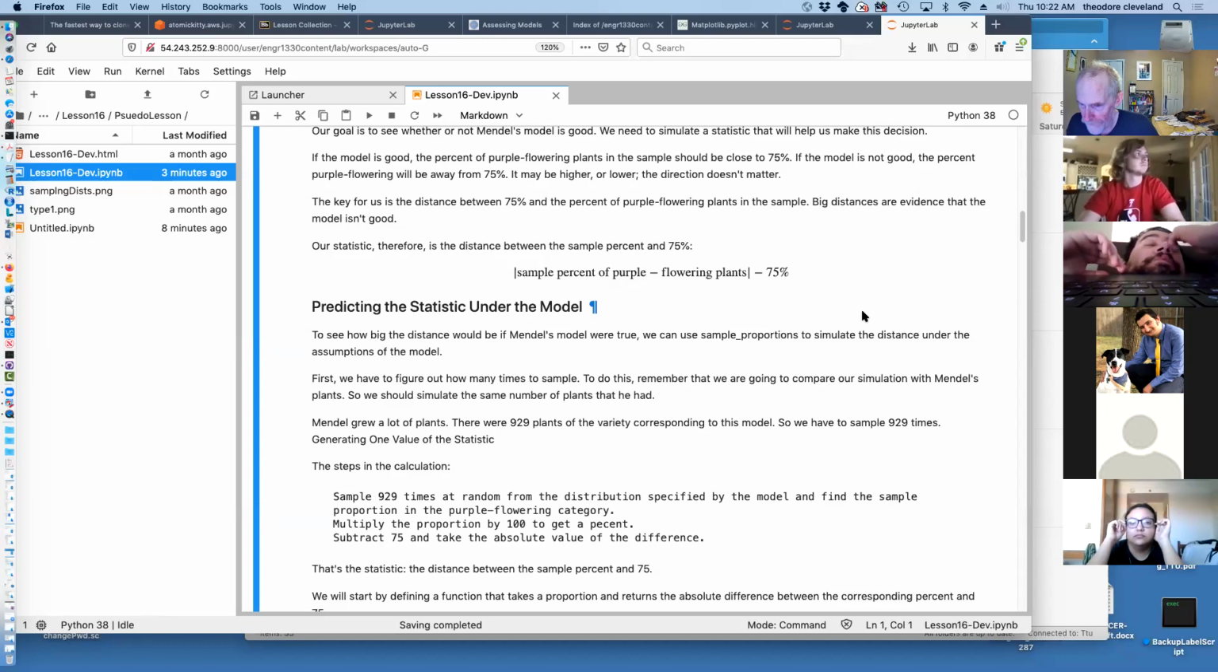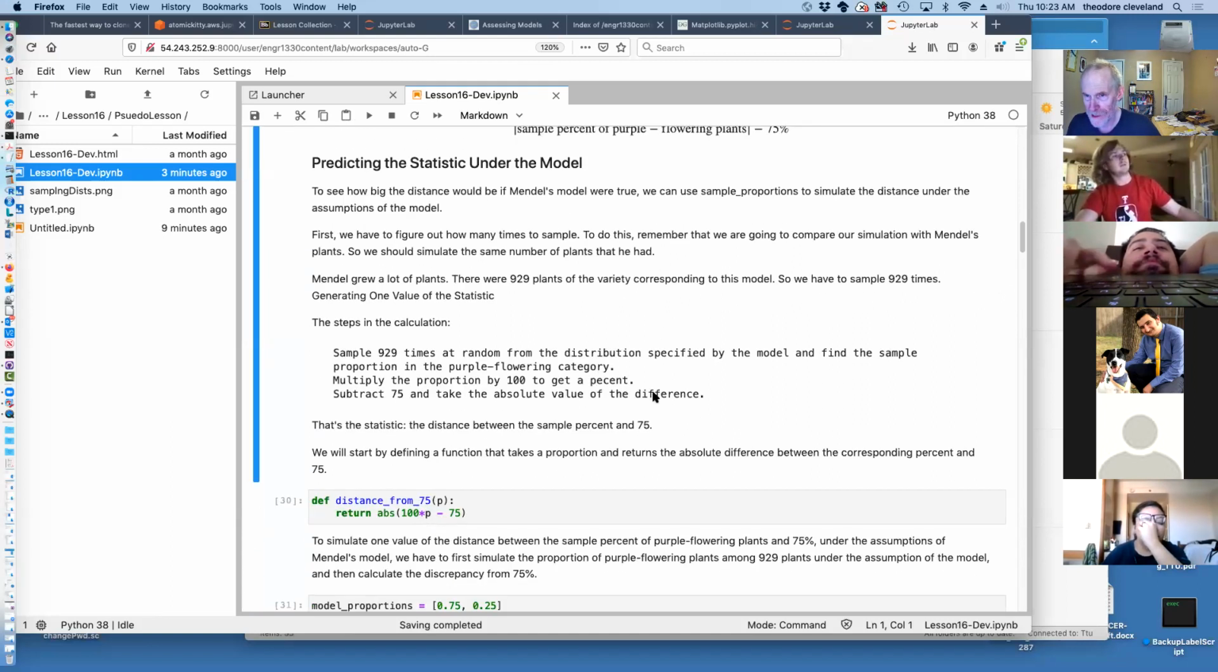So one of the metrics we could have used on those is the distance between the mean value of the two sets. Actually, I think we did that in hypothesis testing. So if we were going to assert that set two is a good model, set one, that's a crummy assertion. Our statistic, which is the distance between means, is too big. Same way we're going to play this game with plants. If we take the sample percent of purple of the flowering plants minus 75%, which is what we expect it to be, that distance is our statistic or our measure of how good or crummy our model is.